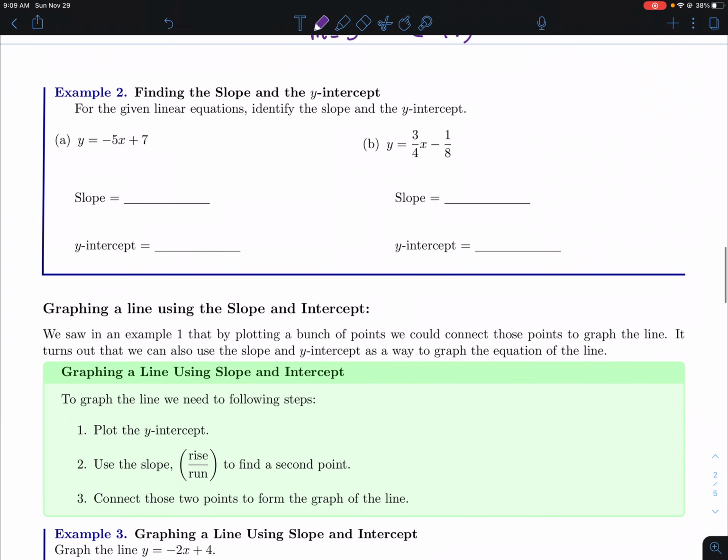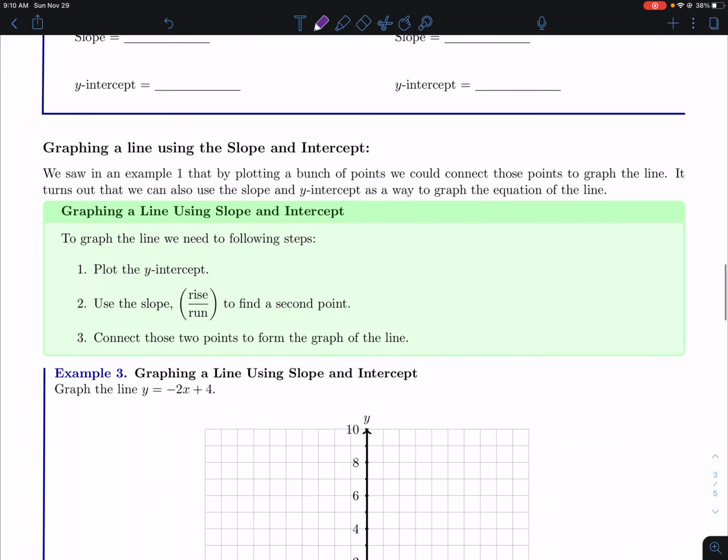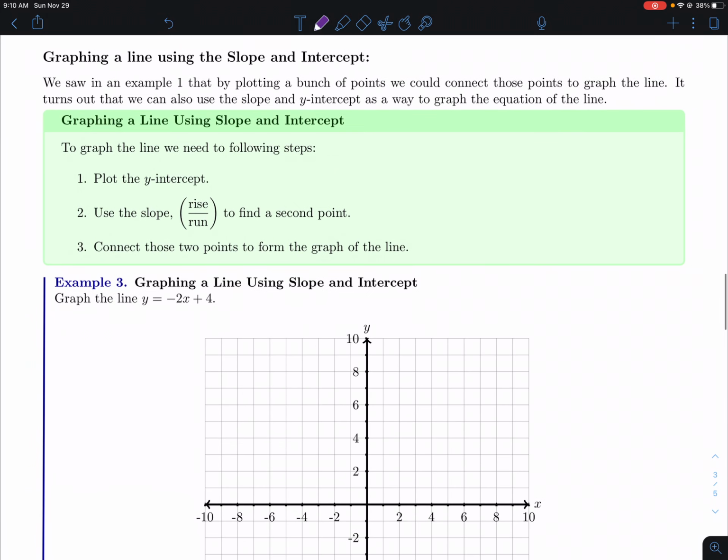In this case, what I want you to do is go through, so this is supposed to be a practice. Go through with the given equation, identify what the slope is, identify what the y-intercept is, and then we're going to use that as a second way to graph a linear equation.